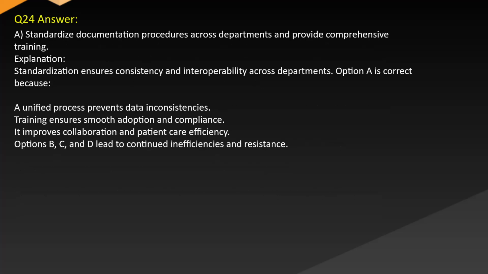Answer A. Standardize documentation procedures across departments and provide comprehensive training. Explanation. Standardization ensures consistency and interoperability across departments. Option A is correct because a unified process prevents data inconsistencies. Training ensures smooth adoption and compliance. It improves collaboration and patient care efficiency. Options B, C, and D lead to continued inefficiencies and resistance.